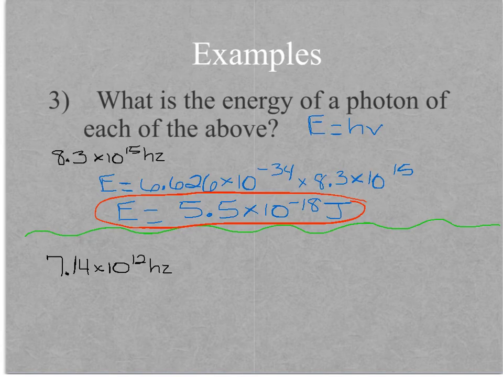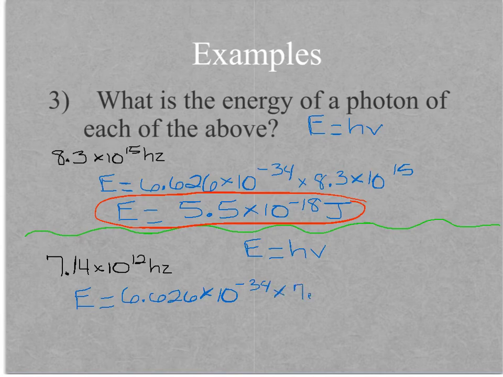So now for the next one, we're going to use the same equation because it's still asking us for the energy. So now for our second one, we found the frequency to be 7.14 times 10 to the 12th hertz. So again, we're going to have our energy equals our Planck's constant, 6.626 times 10 to the negative 34th. And then we will multiply that by the frequency that we found for the second question.